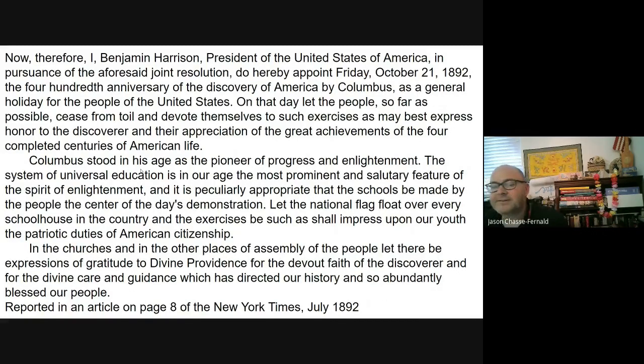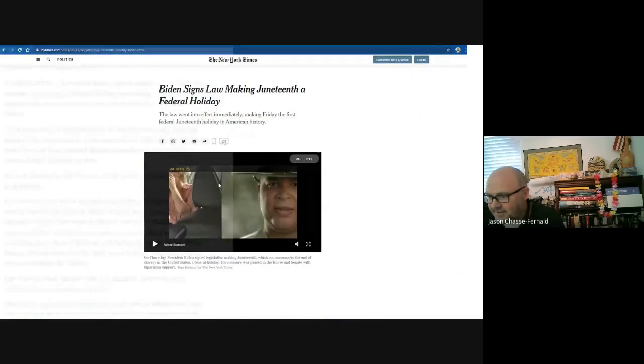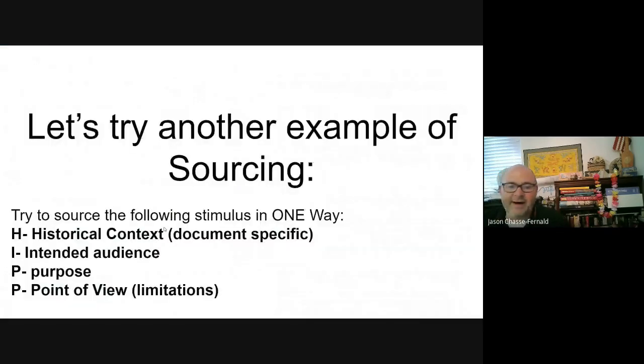It means you need to understand enough about history to provide some context that is relevant to the document that is not in the document, or audience or purpose or point of view. And how do you do that? You do that through reading. You do that through the lectures, et cetera, et cetera.